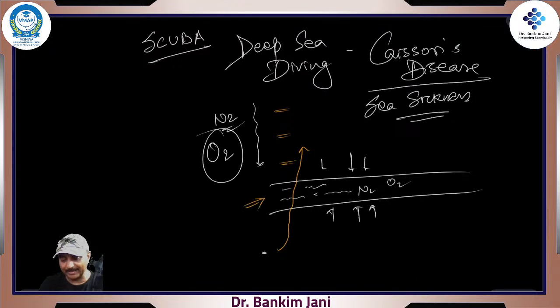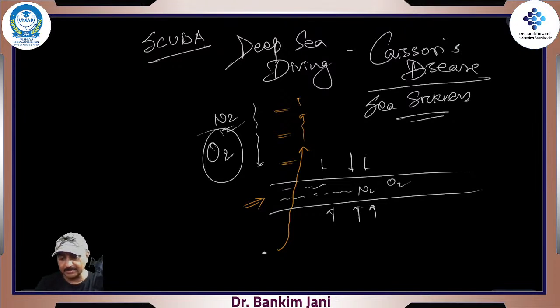If there is a shark attack, in that case it is necessary to come up fast. As we try to come up fast, that nitrogen will start bubbling out from the periphery, and there would be hemorrhage. Petechial hemorrhage on the skin and everywhere. Not only that, it will lead to hemorrhage even in the internal parts. So this is what is called Caisson's disease.